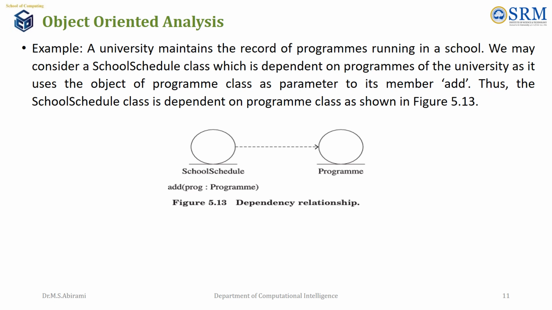For example, a university maintaining the record of programs running in a school: consider a school schedule class which is dependent on programs of the university as it uses the object of program class as a parameter to its member add. Thus the school schedule class is dependent on program class as shown in figure 5.13. The school schedule depends upon the program class, which is represented as a directed dotted line. So this is representing the dependency relation.